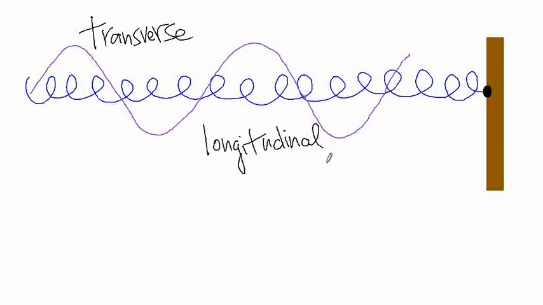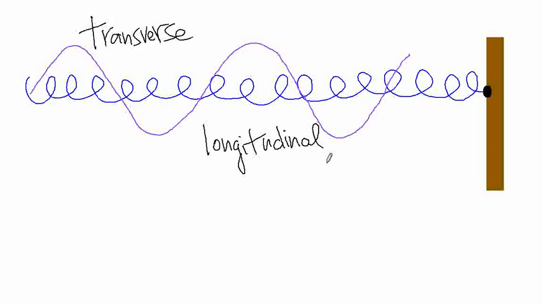All right? Now, let me repeat. What's different is how the direction of the vibrations of each piece of the medium is moving with respect to the direction of the wave. All right? For transverse, they're perpendicular. For longitudinal, they're parallel. They're in the same direction.